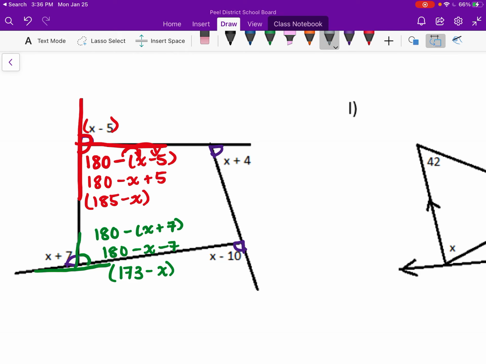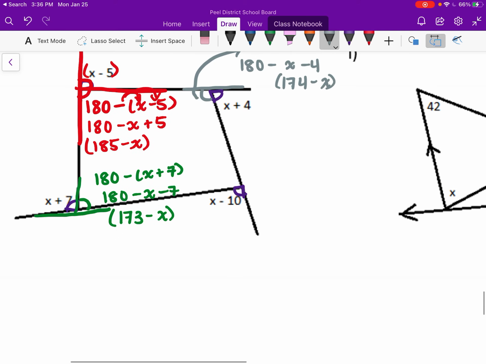Let's do gray over here. So I have 180 minus x plus 4, because again, this is a straight line, right? This way is a straight line, right? So 180 minus x minus 4. Collect my like terms, and I'm left with 174 minus x, right?